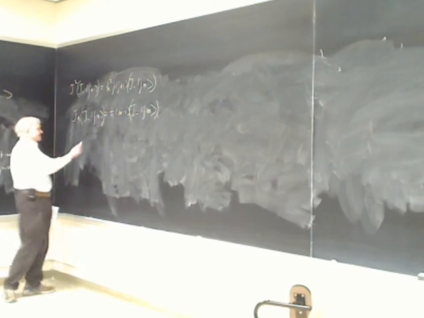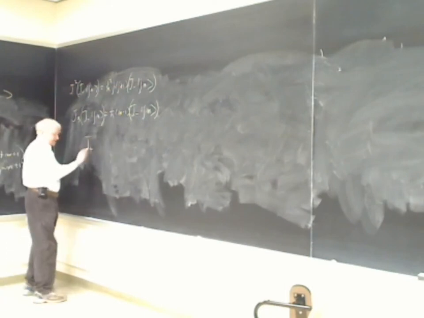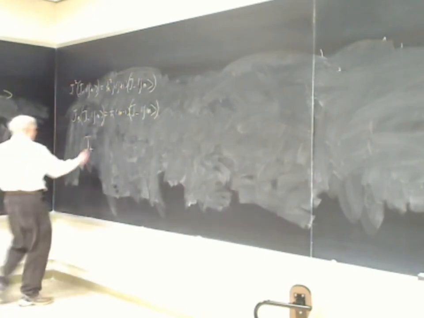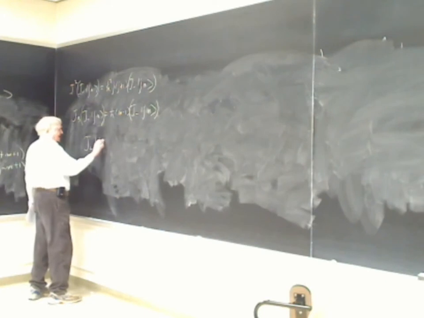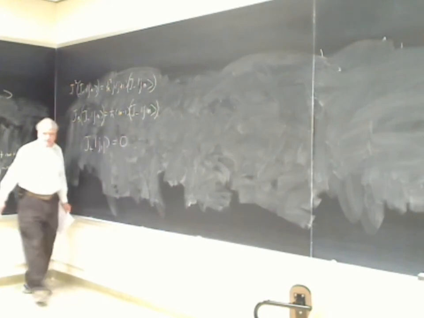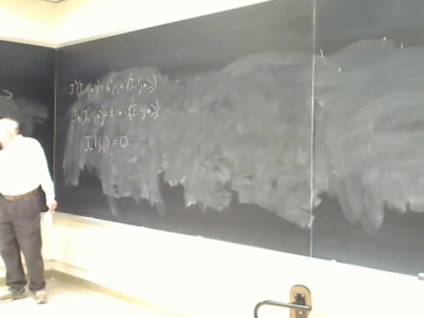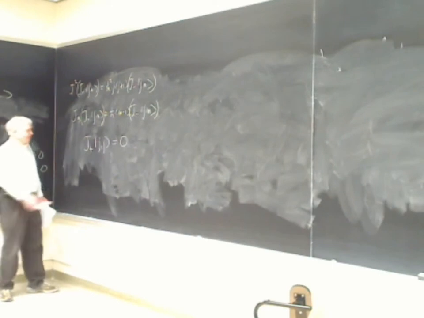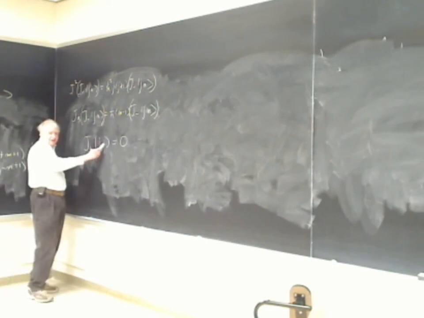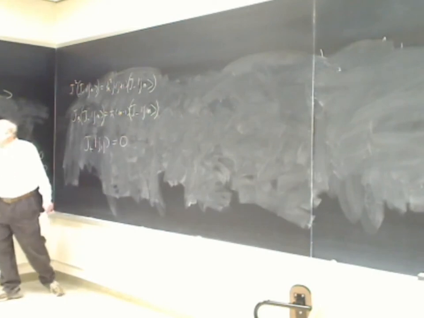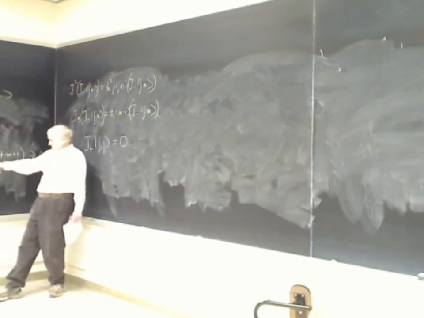So that tells us that J plus, I should start with the white chalk now, I guess, since we're no longer reviewing. J plus on JJ is just equal to zero. Which is, in other words, you can't lower the state J minus J, you get zero. You can't raise the state JJ. And that's just by plugging M equal to J in this equation, this term is zero.